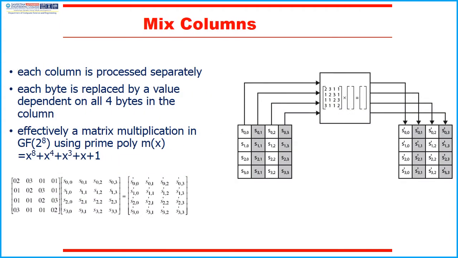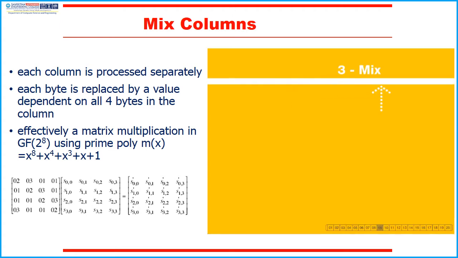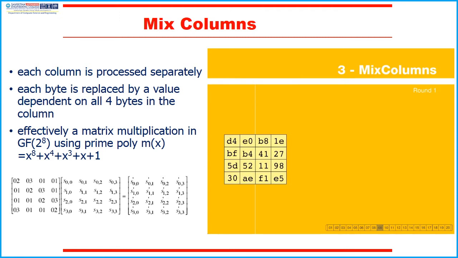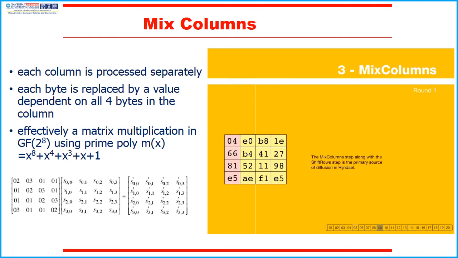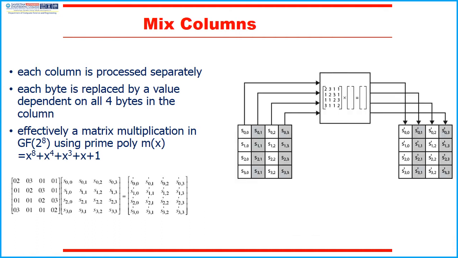The mix columns stage is a substitution that makes use of arithmetic over GF(2^8). Each byte of a column is mapped into a new value that is a function of all 4 bytes in that column. It is designed as a matrix multiplication where each byte is treated as a polynomial in GF(2^8). The inverse used for decryption involves different constants.